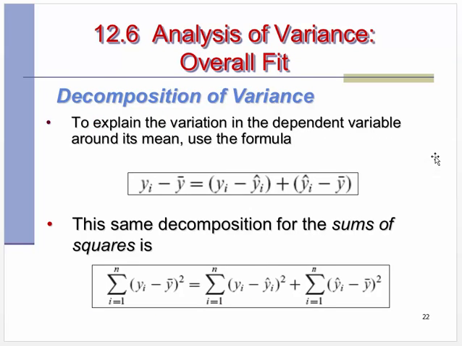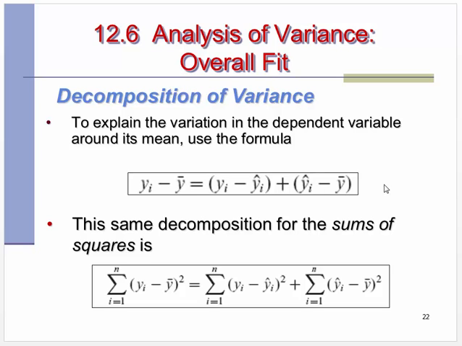When assessing the overall fit, we can do an analysis of variance here. Then we can look at the variance and decompose it to explain variation in the dependent variable around the mean. We use this formula: yi minus y bar equals yi minus y hat, the predicted value, plus y hat minus y bar, the mean. If you open the brackets, you see these two cancel each other. It's simply this minus that, or it's this one. So this equation holds true.